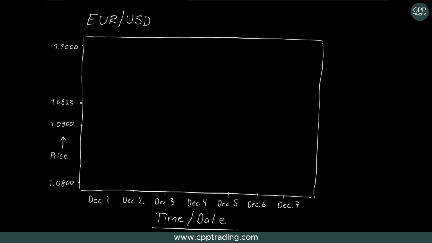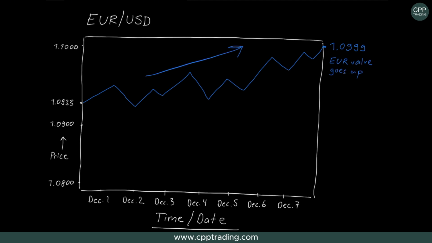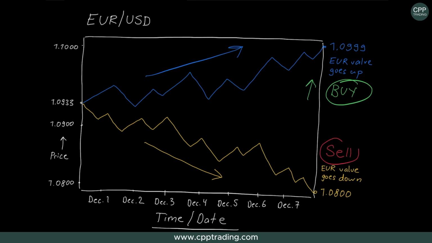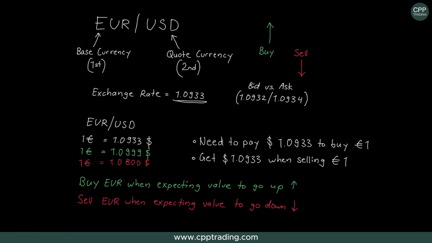The blue line is representing an increase in the value of the euro. So if the price is going up to 1.0999, and the yellow line is representing a decrease in the value of the euro. So from the same starting point, the euro is dropping in value and it goes down to 1.08. That means you would be selling the euro. So you would be buying it when the price is going up, and you're selling it when the price is going down. Again, this is always based on 1 unit of the base currency. So whether the value is going up or the value is going down, and the same applies to any other currency pair.